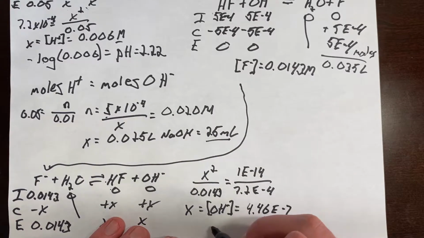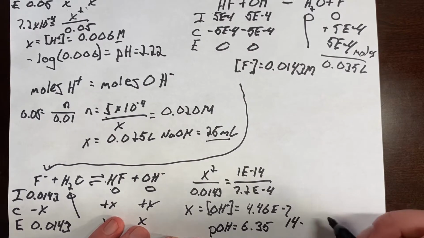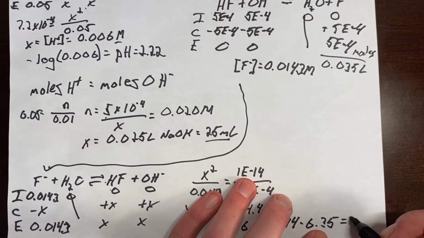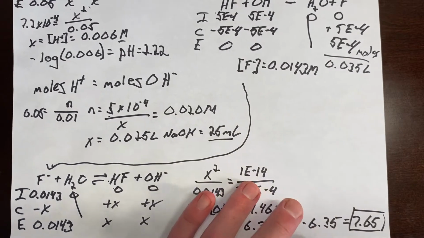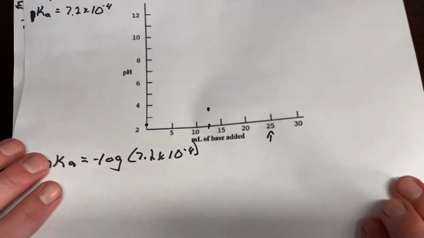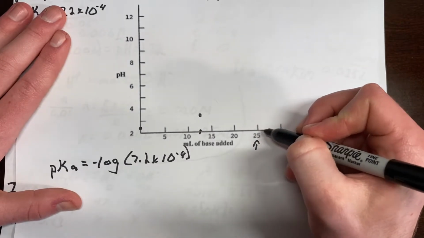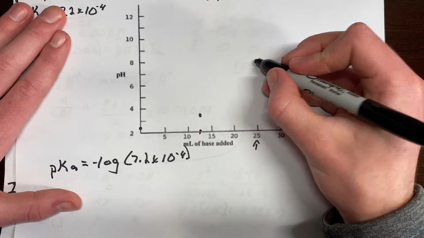And if we take the negative log of that, the pOH will be equal to 6.35. And then we subtract that from 14 to get 7.65 for the actual pH at the point of equivalence. So now we can graph that point, 7.65. So at the equivalence point, 25, 7.65 out there.